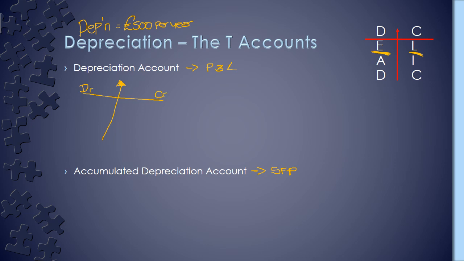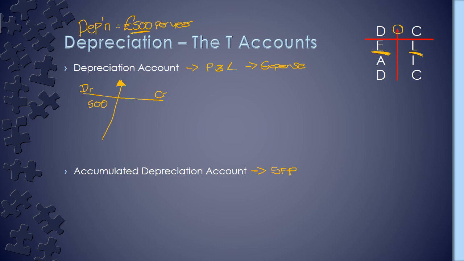So we've got this depreciation here of £500 per year. So our depreciation, we're going to be increasing our depreciation. So here's my little arrow on my T account again. So we're going to increase our expense. So we've identified this as our expense account here. So we're going to have £500 debited to our depreciation account.